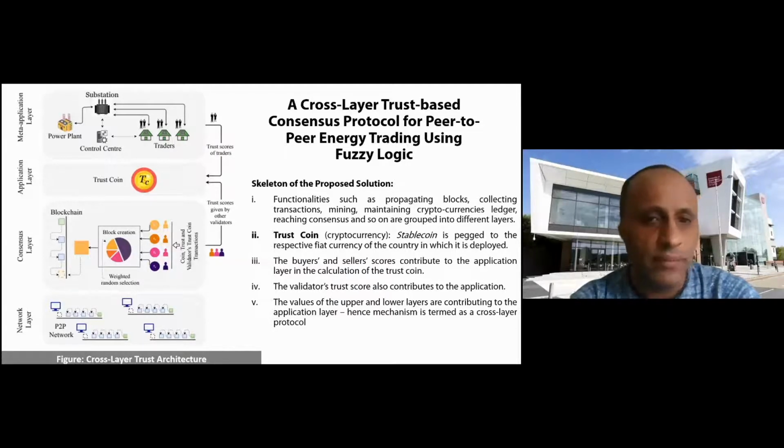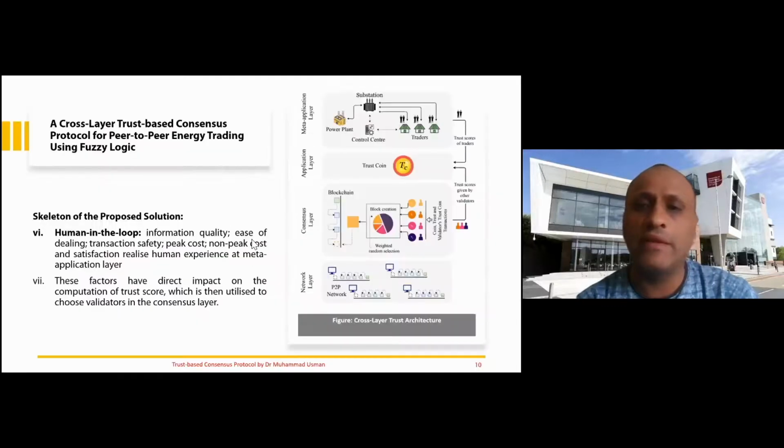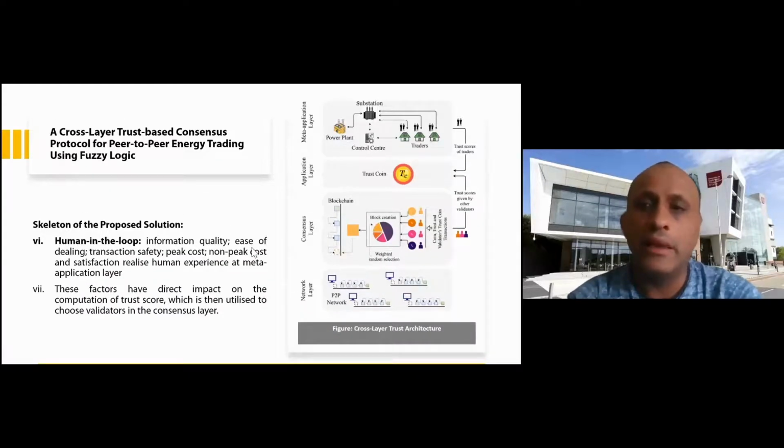We have used the concept of stable coin, trust coin. In that, trust coin can be pegged to the respective fiat currency of the country in which we intend to deploy the system. The buyers, sellers, and validator scores contribute to the application layer in the calculation of the trust coin, and the values of the upper and lower layers contribute to the application layer. So effectively, different layers are talking to each other in order to carry out different functionalities related to blockchain and obviously related to trust establishment and evaluation.